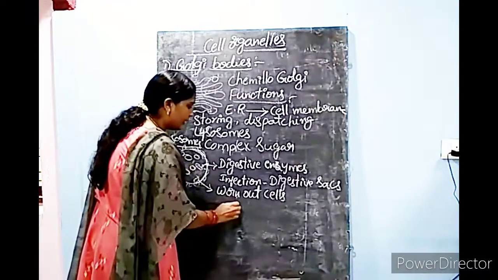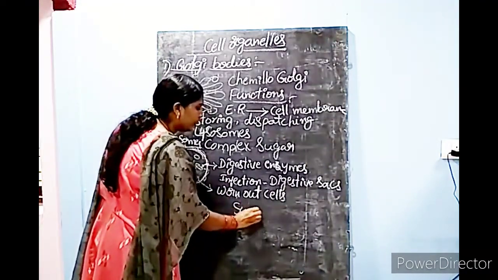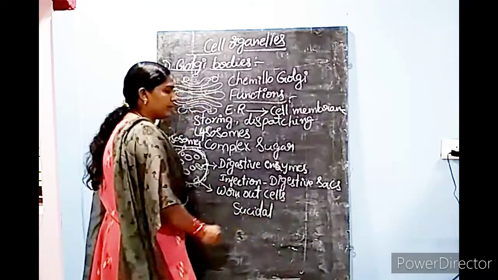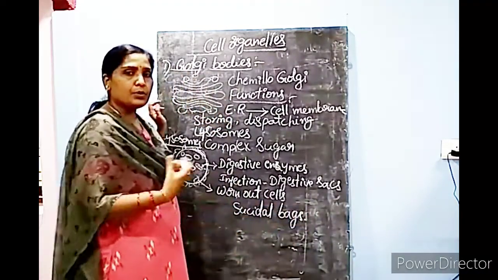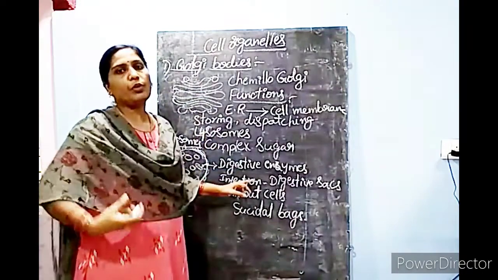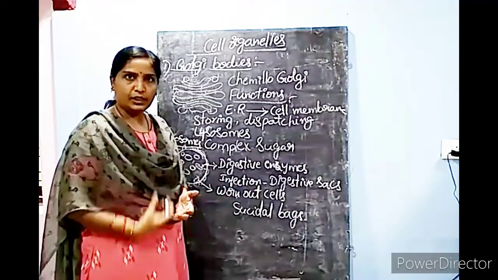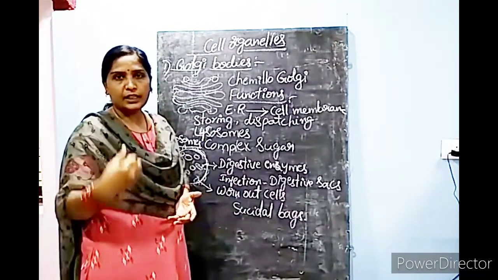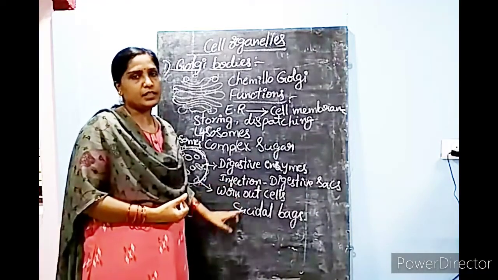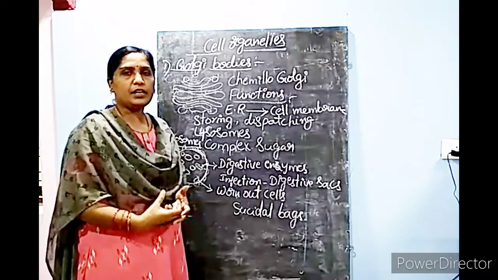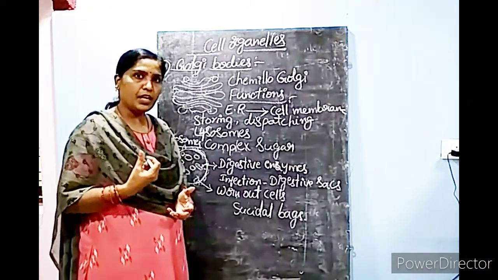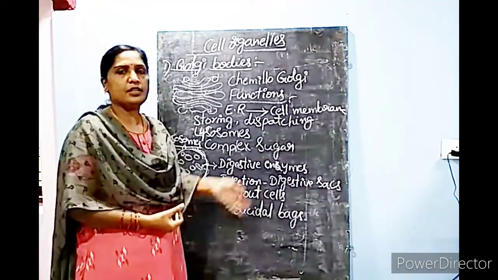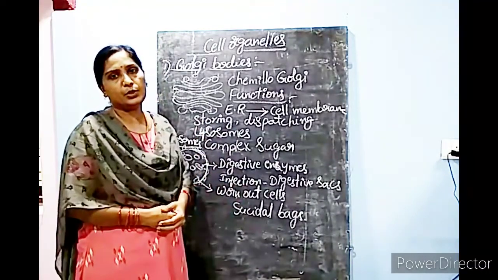We can also call them suicidal bags. Why are we calling them suicidal bags? Because they are suiciding themselves to give out the energy. It destroys that cell and gives the energy. Because of this reason, when we are fasting, during any festival time, when we are in fast, we still get energy because of these lysosomes.